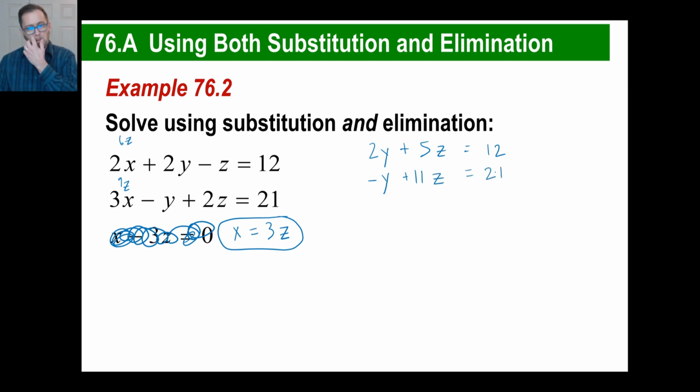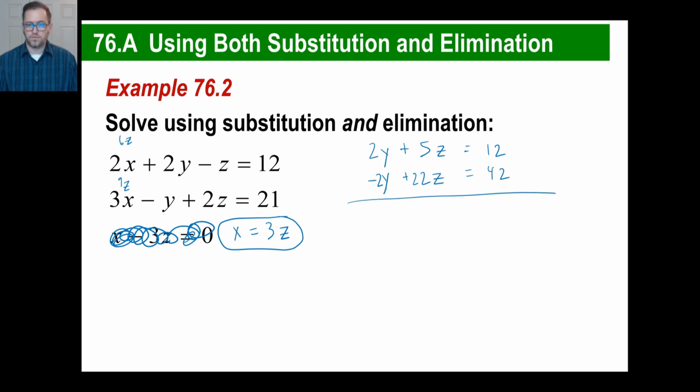Okay, all right. So I think what I'll do is take this bottom equation and multiply everything by 2. How about that? That'd probably be the easiest. So I get negative 2y, 22, and 42.